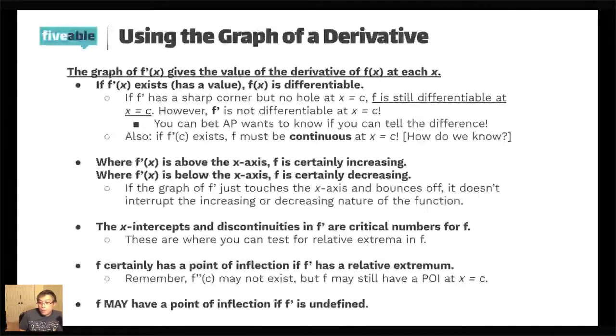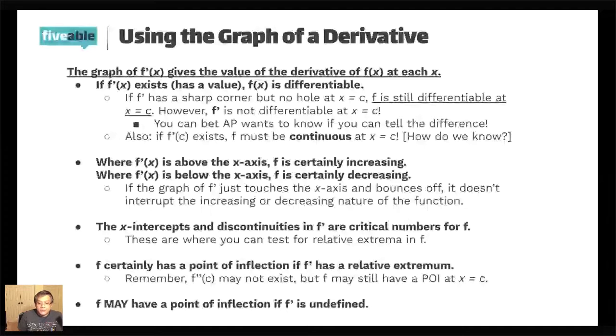Where f prime is above the axis, f is certainly increasing because that means the derivative is positive. Where f prime is below the axis, f is certainly decreasing. You may be asked to make a judgment about what happens as it crosses. If it bounces off, then you have to be really careful about that. The x-intercepts and discontinuities in f prime are your critical numbers for f.